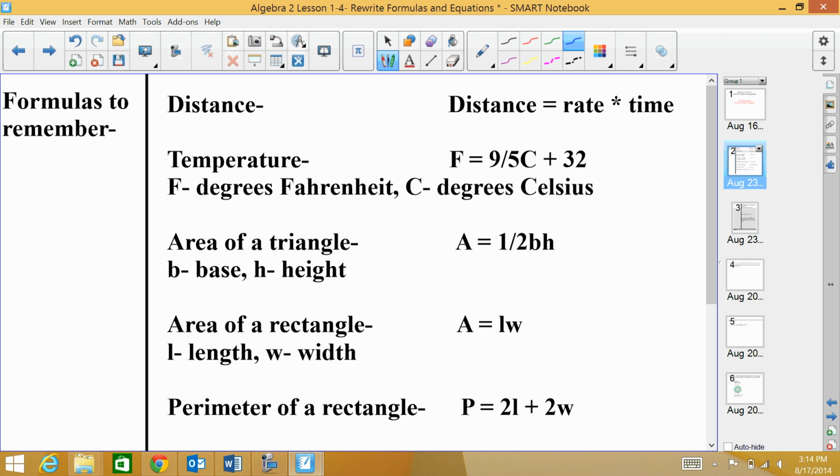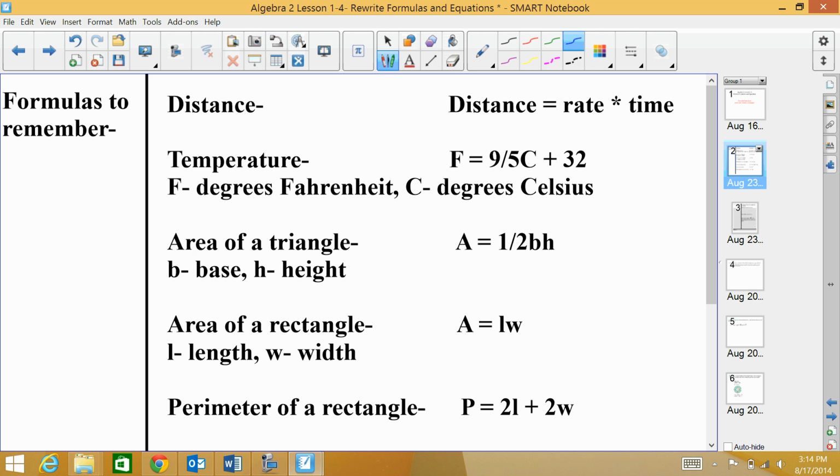First, I just want to go over some formulas that you should know. You might have to know these for some of the problems in the homework, so I wanted to go over these with you. The formula for distance is distance equals rate times time, and the rate would be like your speed. For temperature, Fahrenheit is equal to 9/5 times Celsius plus 32. So the F stands for the degrees in Fahrenheit temperature, and the C stands for the degrees in Celsius.